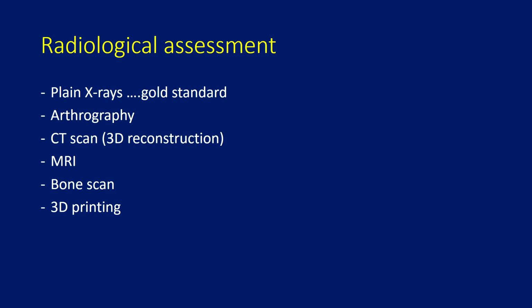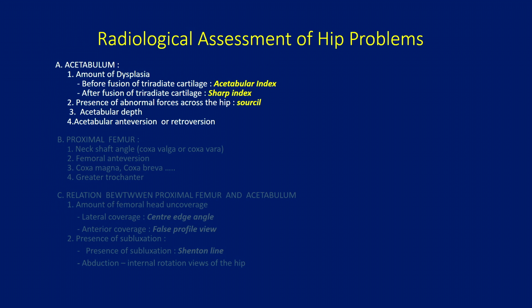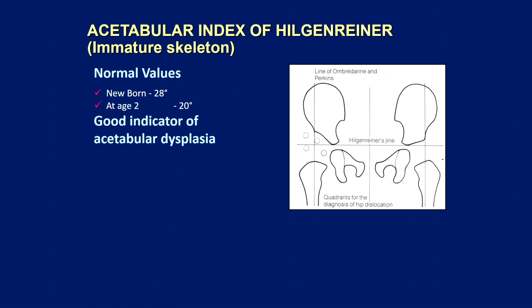For the radiological assessment, there are various techniques to do. The gold standard still remains plain X-rays. So the first thing, we'll go through the acetabulum. The two most important are the acetabular index and the sharp index. And these are the two that will tell us if there is any dysplasia or not.